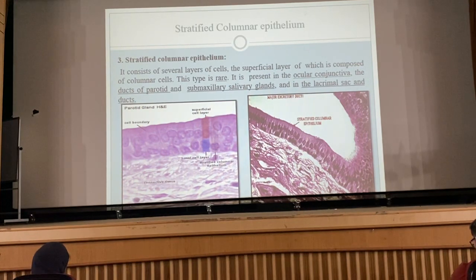The conjunctiva of the eyes, and the ducts of the parotid and submaxillary salivary glands. These are major salivary glands in the human body. The duct of the parotid, which is a large salivary gland, and the submaxillary salivary glands are lined with stratified columnar epithelium. Also, the lacrimal sac, a sac which stores the tears, is lined by the stratified columnar epithelium.